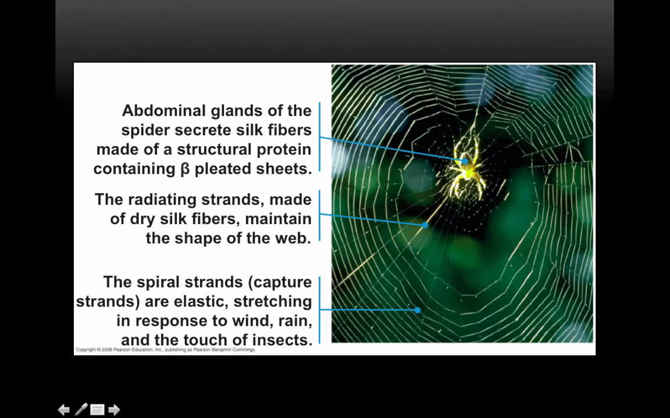In fact, the military is interested in spider silk, and scientists have actually genetically engineered goats to produce it in their milk. These scientists found the gene for spider silk in a spider and transferred that gene to the goat. The goat's milk can be collected and the spider silk purified from the goat's milk and then used for things like bulletproof vests. Spider silk is stronger than steel.